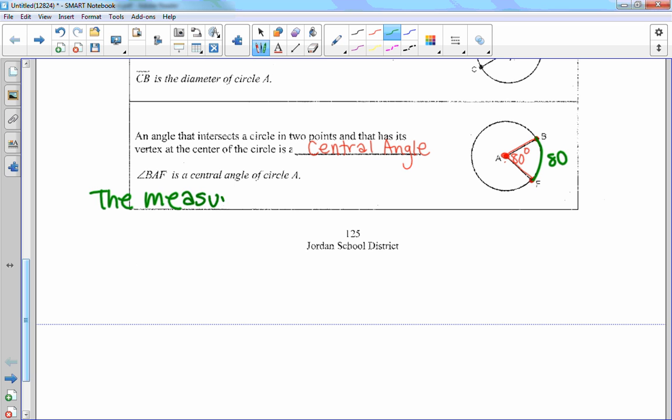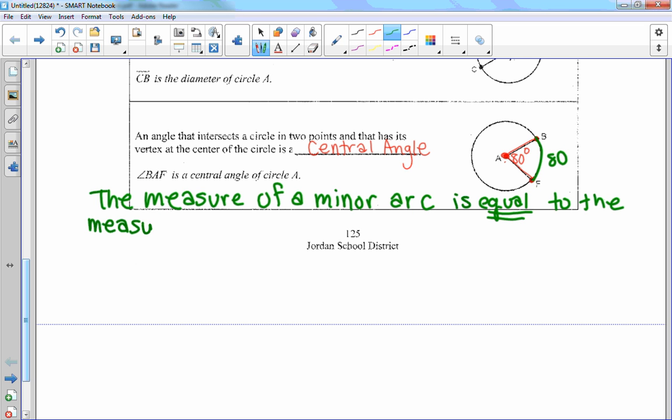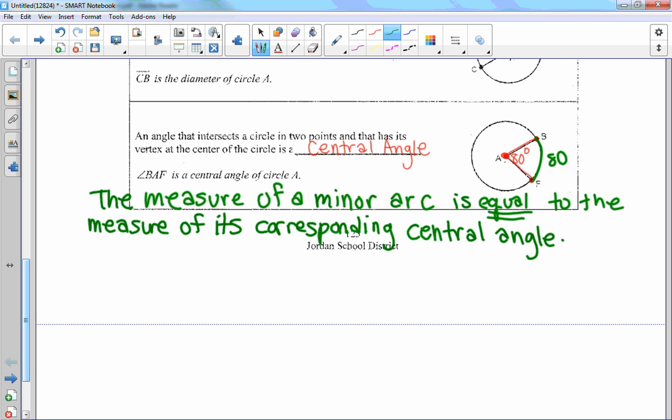The measure of a minor arc is equal to the measure of its corresponding central angle. The measure of a minor arc is equal to the measure of its corresponding central angle.